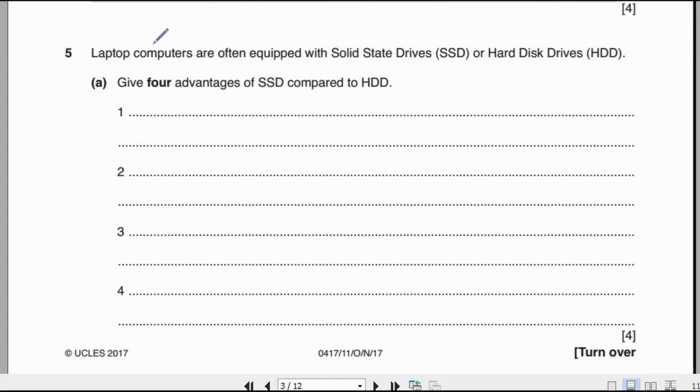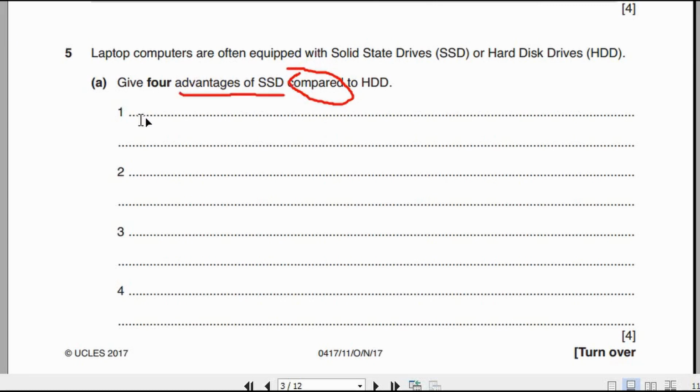Question number 5. Laptop computers are often equipped with a solid state drive and a hard disk drive. Give 4 advantages of a solid state drive compared to a hard disk drive. In this question, you will write the benefits of SSD over HDD. Remember, you have to give a comparative statement as the word compare is used, and you have to write the advantages of SSD.